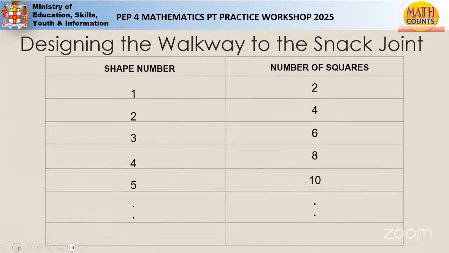So this is what they're saying now. Designing the walkway to the snap joint. They're asking, well, you notice, what is happening here? We realize that shape 1, we have 2 squares. Shape 2, we have 4 squares. Shape 3, 6 squares. Shape 4, 8 squares. Shape 5, 10 squares. But I'm a little bit confused as to what is happening here. It's like a jump all over the place. So who can help me to understand what it is that they are doing here? Because I don't think I'm so sure of what is happening right here.